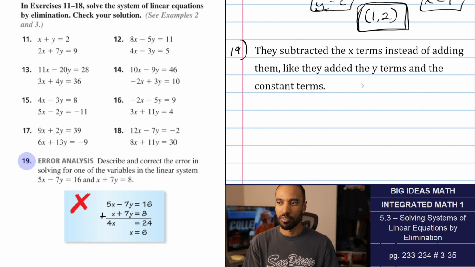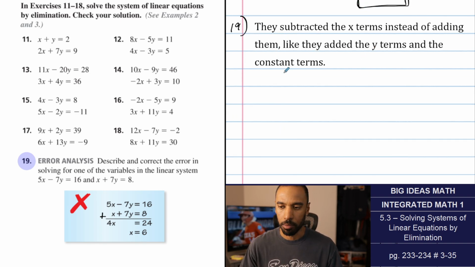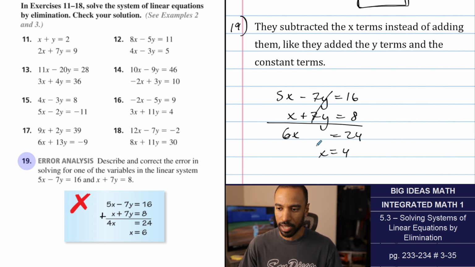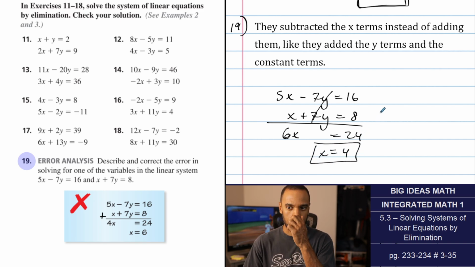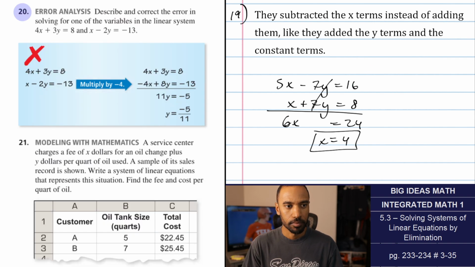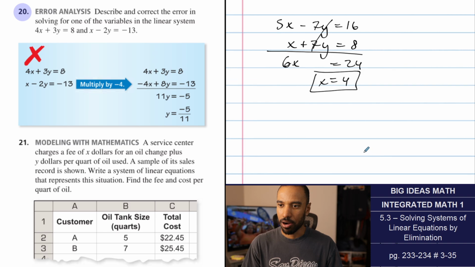It doesn't look like we're solving the entire system though, so let's just do that one part. 5x minus 7y equals 16, and x plus 7y equals 8. When you add down those lists, y's do eliminate, right? But this becomes 6x, not 4x, equals 24, and that still divides evenly. You get x equals 4. They're not asking for the rest, so I'll leave it. That's it. Number 20, describe and correct the error here.